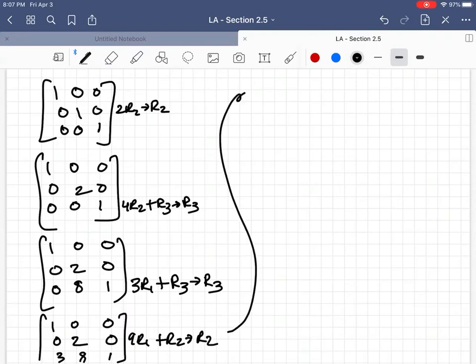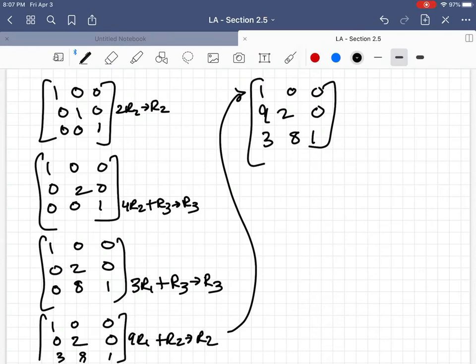Now I have to do 9 row 1 plus row 2, staying in row 2. So I'm going to come up here. That puts me at 1, 0, 0, 9, 2, 0, and 3, 8, 1. And then the last thing I have to do is 6 times row 1, staying in row 1. So I get 6, 0, 0, then I have my 9, 2, 0, and my 3, 8, 1.